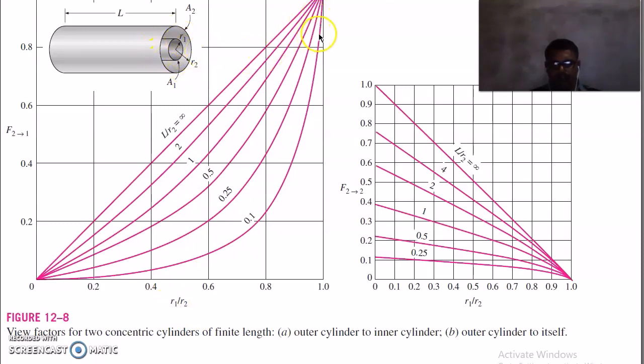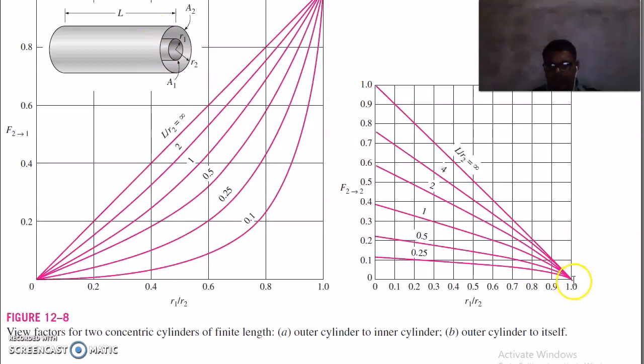In that case, your F21 becomes equal to 1, because the whole radiation emitted by this outer cylinder will be absorbed by the inner cylinder. So this is outer cylinder to itself, meaning if the size of this cylinder is small, some part of radiation emitted by this surface will be received by the same surface itself. So this is between R1 and R2.